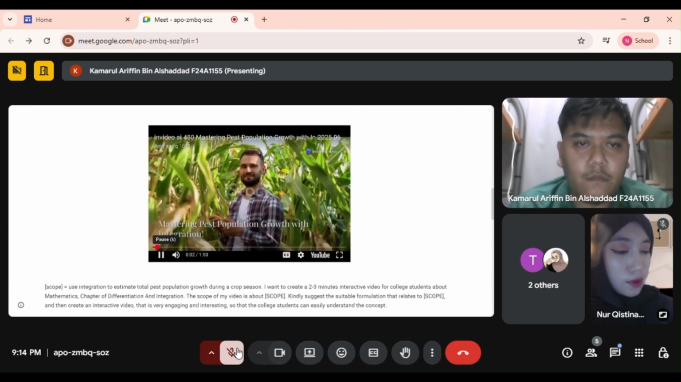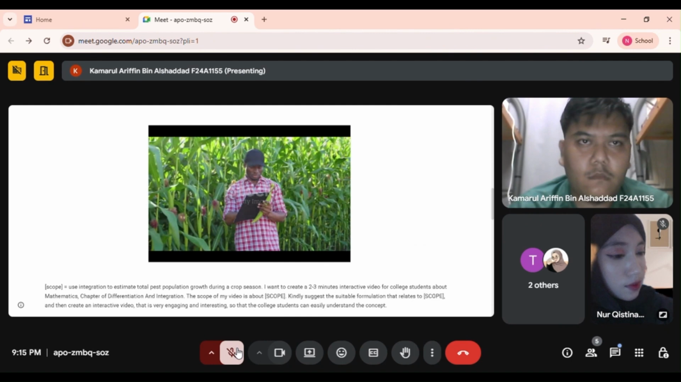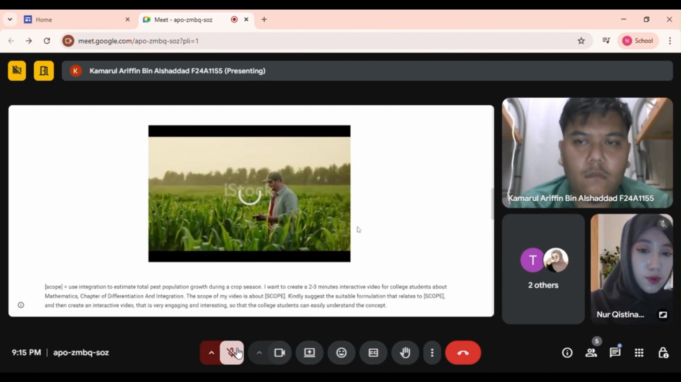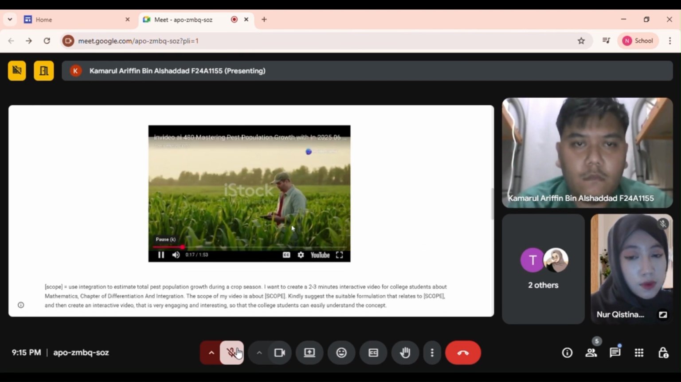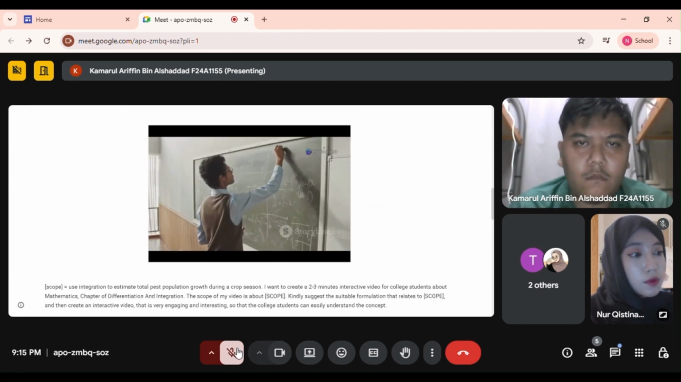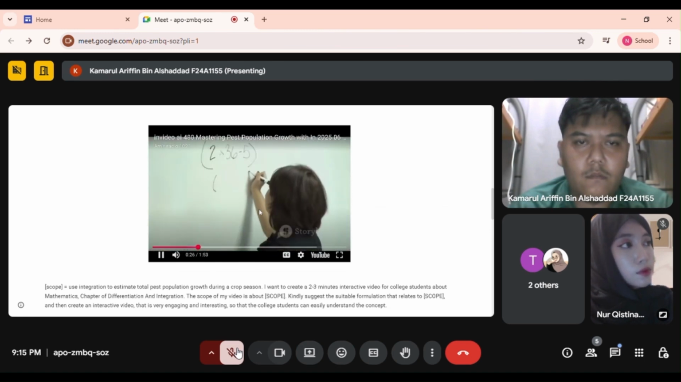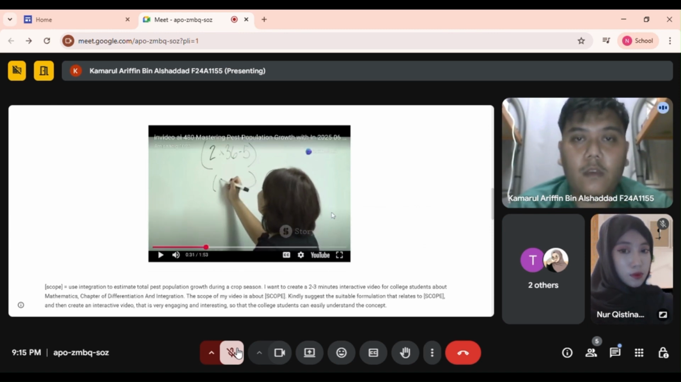Alright, picture this. You're a farmer. But instead of crops, you're mostly worried about bugs eating your plants. Now imagine you've got data on how fast these pests are multiplying each day. But you don't just want to know their speed, you want to predict the total bug invasion by the end of your crop season. How do you do that? Here's where integration sweeps in to save the day. Let's break it down. Say the rate at which pests appear is given by a function, let's call it R(t), where t is time.